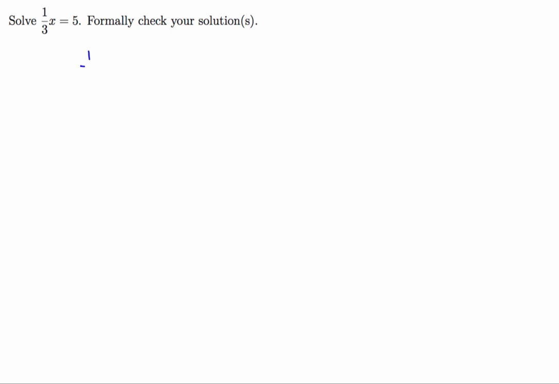There are two ways to approach solving the equation 1/3 x equals 5. The first approach is to think about what is being done to the variable as we've done in the past. Currently, we are multiplying the fraction 1/3 by the variable x. The opposite of multiplying by a third would be dividing by a third. So our first approach could be to divide both sides of the equation by 1/3.